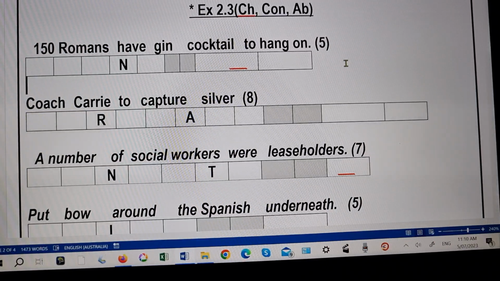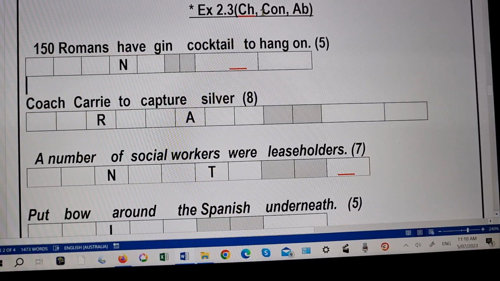Welcome back. We have exercise 2.3 now and a bit more practice on charades, containers and abbreviations. Right, "150 Romans have gin cocktail to hang on." And we have 5 spaces with an N. Okay, away you go. Do your own solving and then come back.